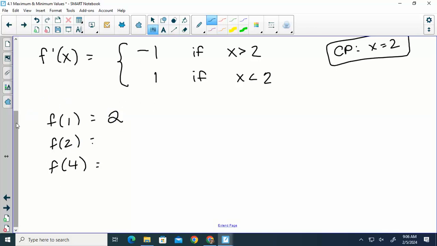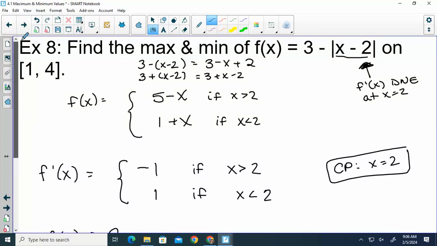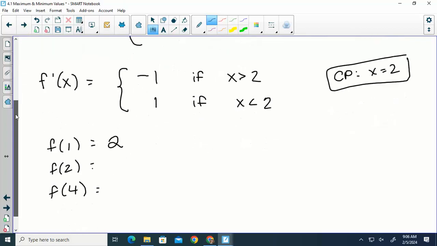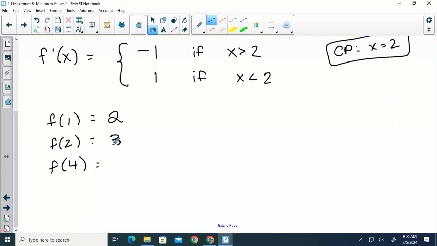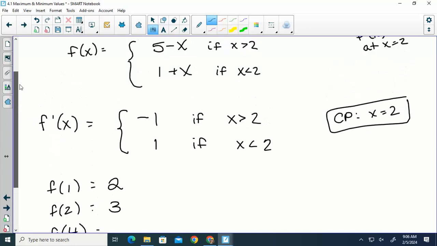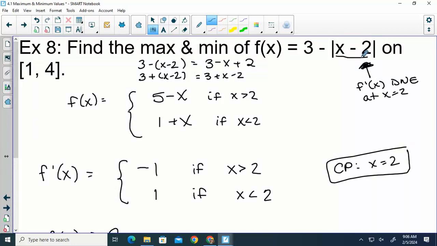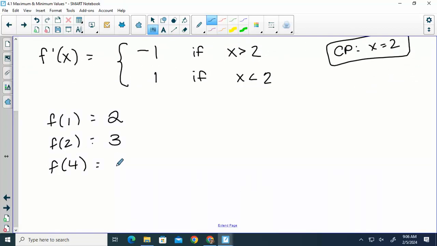Okay, if you put in a 2, 3 minus the absolute value of 2 minus 2. So 3 minus 0 is 3. If we put in a 4, 3 minus the absolute value of 4 minus 2. So 4 minus 2 is 2, 3 minus 2 is 1. So this is my absolute max because it's the highest y value. This is the absolute min because it is the lowest y value.